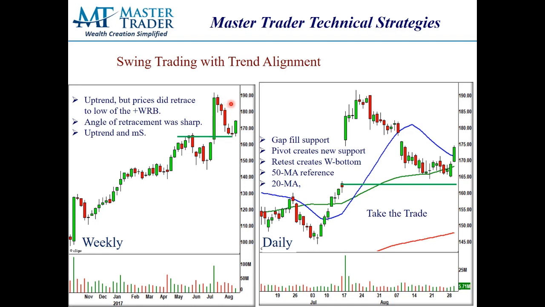And that would be a sideways consolidation at the top of the wide range bar. Now, going down to the daily, it's into a gap fill. We have a pivot right here where it pivots and creates some support. Then we get a retest, making a W type of a bottom. 50 MA is also in this area. The 20 MA, while declining, is just a line that we put here.